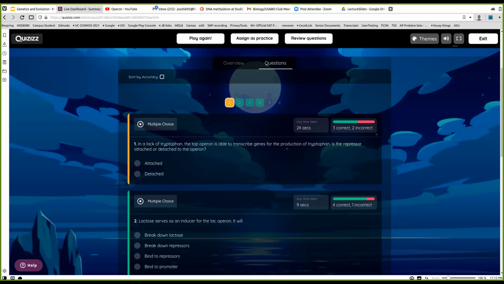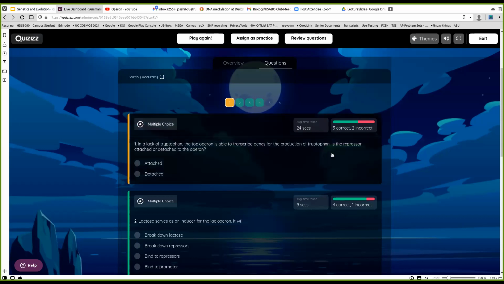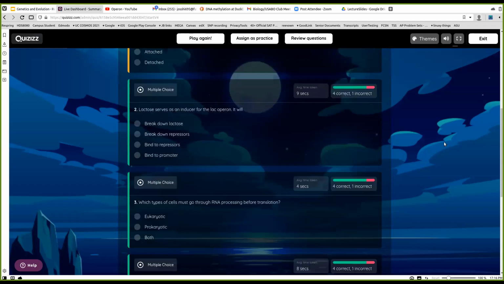Anyway, the answer should be detached, because the repressors block the polymerase from transcribing genes, and thus it needs to be detached for transcription to occur. I got confused, sorry.